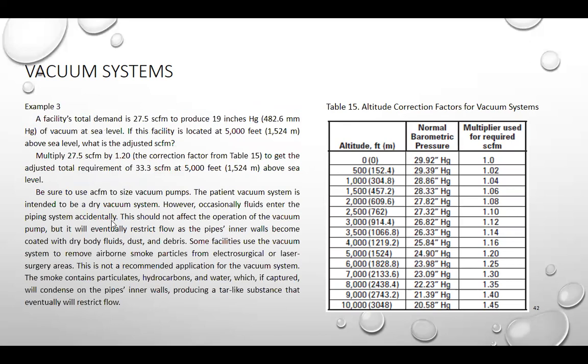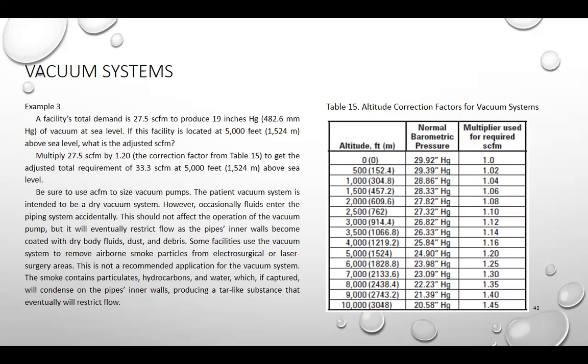Example 3. A facility's total demand is 27.5 SCFM to produce 19 inches mercury of vacuum at sea level. If this facility is located at 5,000 feet above, what is the adjusted SCFM? Multiply 27.5 by 1.2, the correction factor from table 15, to get the total adjusted requirement of 33.3 SCFM at 5,000 feet above sea level. Be sure to use ACFM to size vacuum pump.